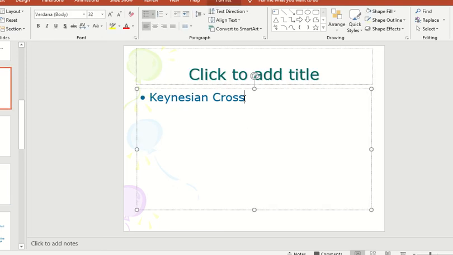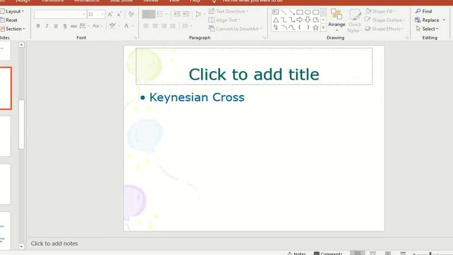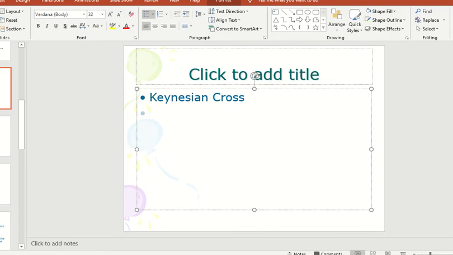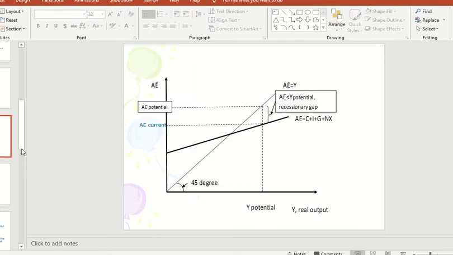Okay, so let's take a step back. Keynesian cross, this model. Many economists will refer to that as the Keynesian cross, but some textbooks would call that the expenditure equilibrium framework, the income expenditure equilibrium framework.